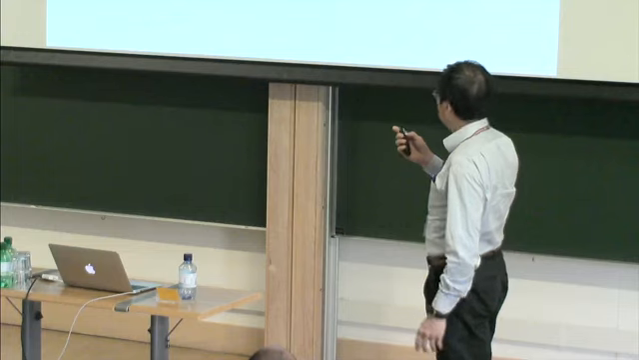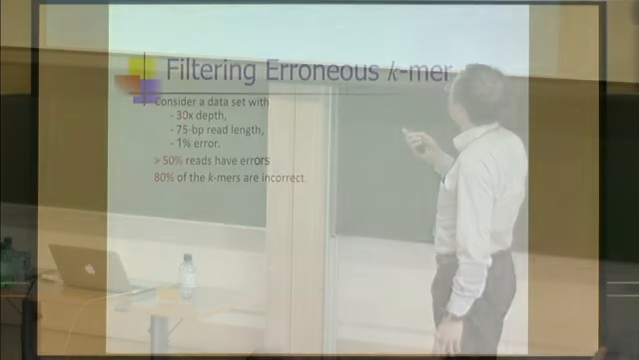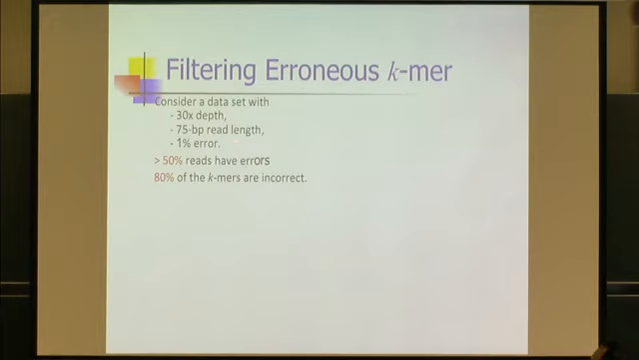Consider a data set with 30x coverage, 75 base pair reads and 1% error. With a simple calculation, you can see more than 50% of the reads have errors. If you look at the k-mers, then 80% of the k-mers are incorrect. I didn't write down what k-mer size we use here, but you can see that many k-mers are incorrect. If you use that, the error reads will create a lot of incorrect vertices.